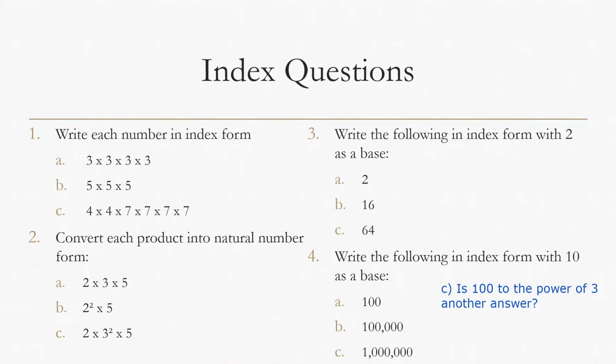So disappointingly, now I feel disappointed. The answer is no. And the answer is not no because you're wrong. It's not because 100 to the power of 3 is not 1,000,000, but look at question 4. What does question 4 say? Write the following index form with what as a base? 10, right? So this question very specifically asks you to write it with 10 as a base. So no, you cannot write it with 100 as the base.